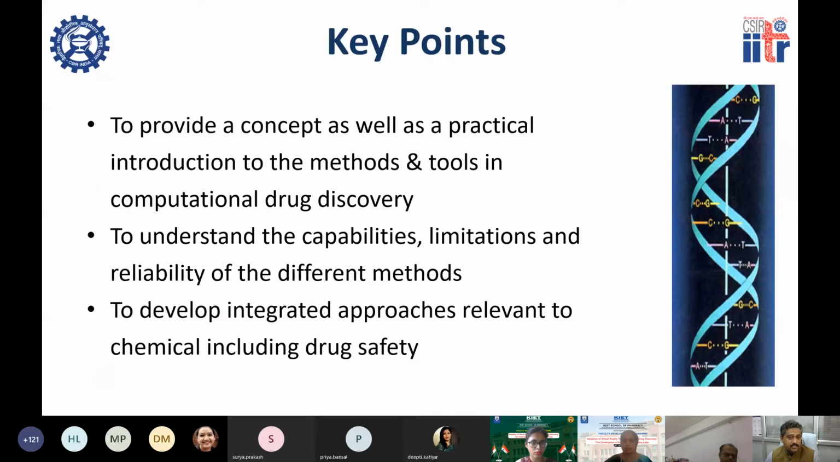So the key point of this talk, as I said earlier in the outline, is to provide a concept as well as a practical introduction to the methods and tools in computational drug discovery, and to understand their capability and limitation. One needs to understand where one can apply them, what system you can choose for your study, how reliable they are, and how different methods give you an advantage in studying the systems. This is a very key point, but I'm going to touch upon it very briefly, and also give you some more integrated approaches we have developed in our laboratory on chemicals, including drug safety.